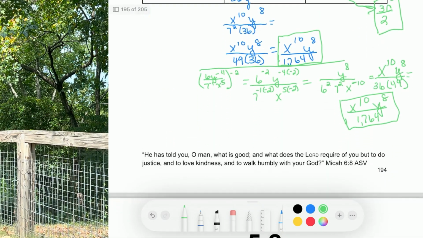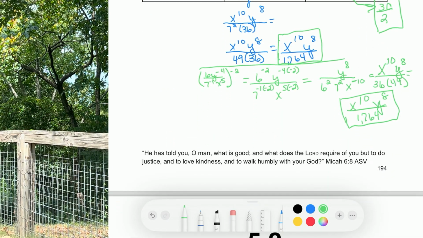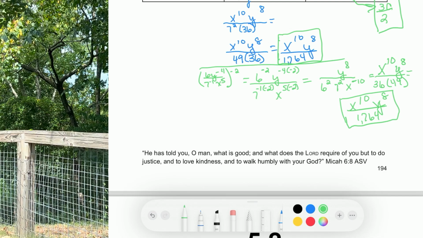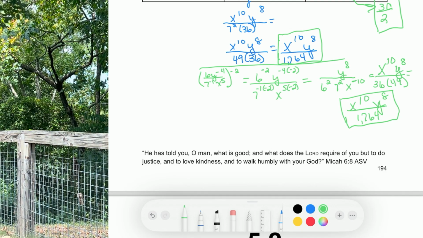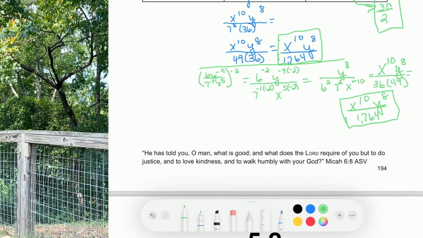All right, let's look at our Bible verse. He has told you, O man, what is good, and what does the Lord require of you, but to do justice and to love kindness and to walk humbly with your God.